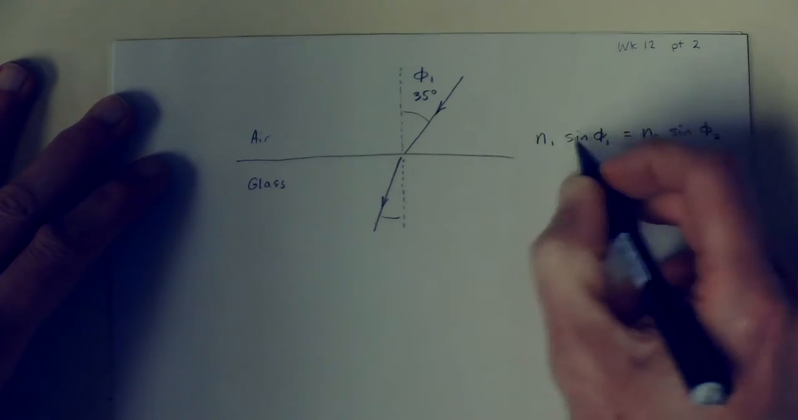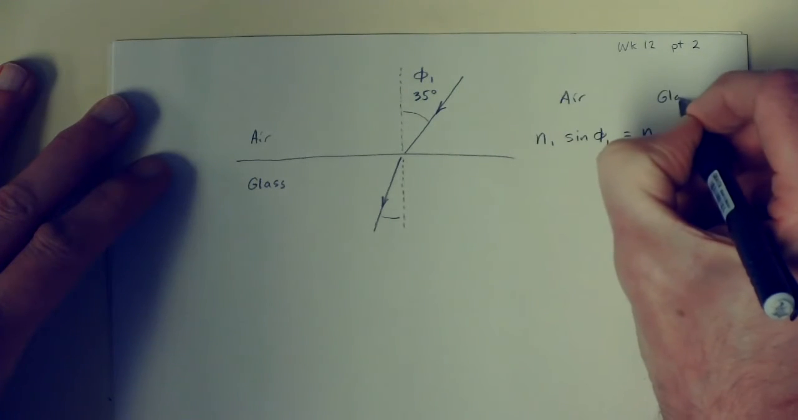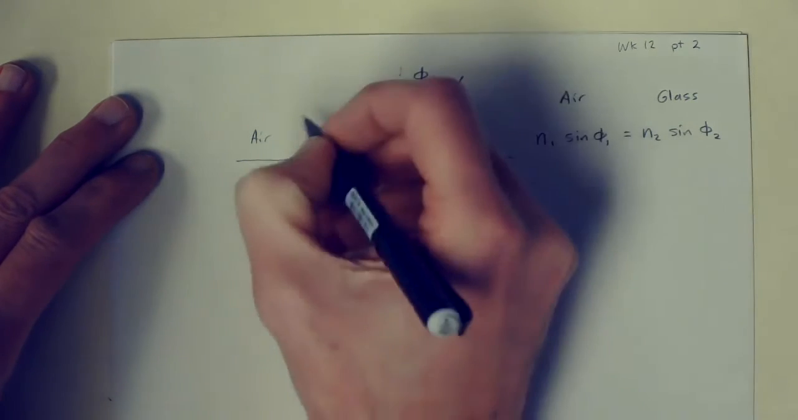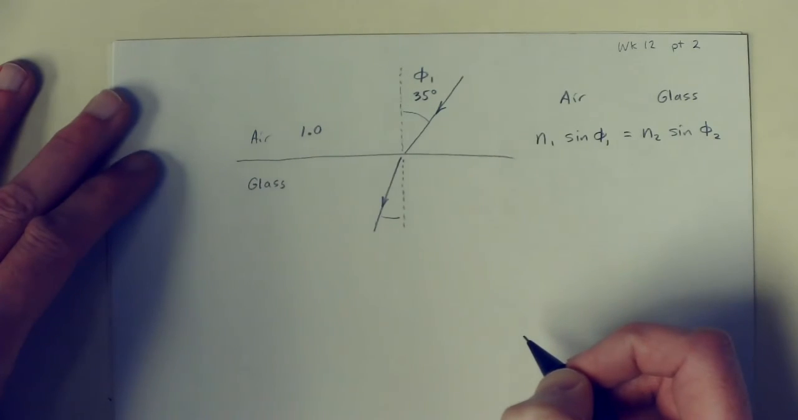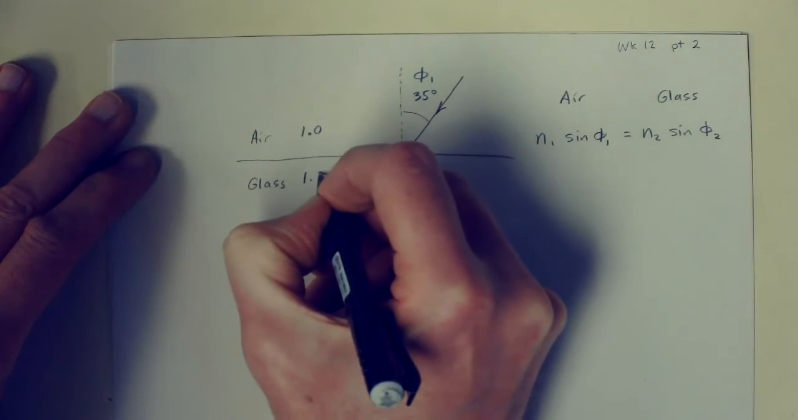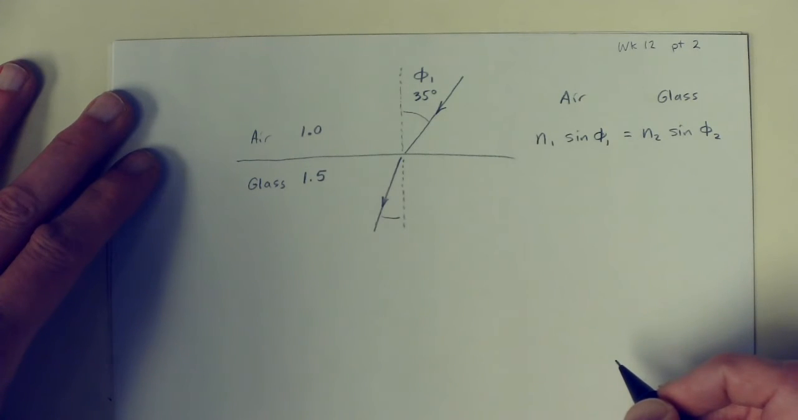And all you have to do is pick the two materials here. We'll let air be on one side and glass be on the other. We have to be told what the numbers are. For air, we will normally just regard it as an index of refraction of exactly 1. Glass can be various things, but most typically it's about 1.5, and that's what we'll use for this example.